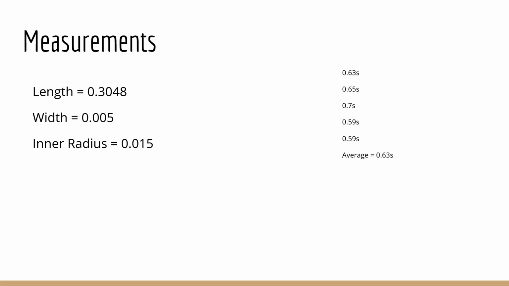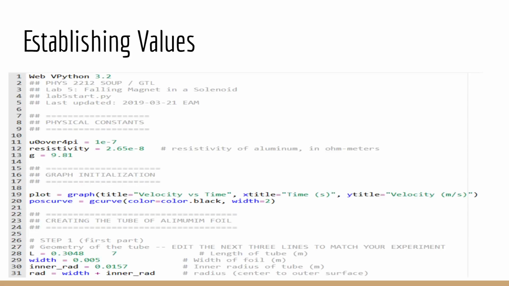Measurements. For length, we got 0.3048 meters. For width, we got 0.005 meters. For inner radius, we got 0.015 meters. These are our times. We scrubbed through the video to find when our magnet entered and exited the tube using the same reference point. So I think we used the bottom of the magnet, when the bottom of the magnet went in and when the bottom of the magnet came out. The average we got was 0.63 seconds.